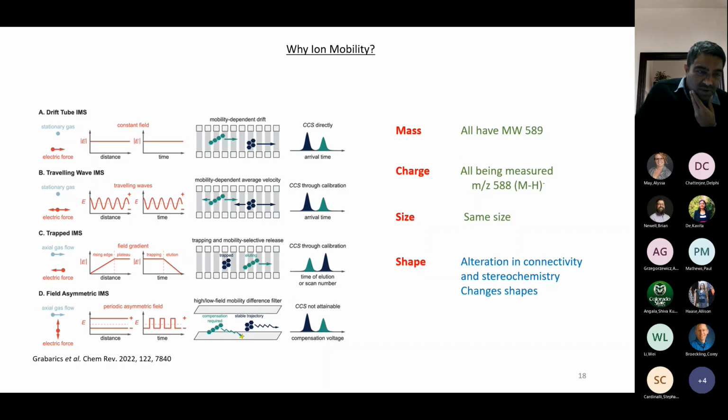Why was ion mobility chosen here? Because ion mobility uses gas phase mobility of the ions based on their mass, charge, size, and shape. Here, the mass of all the oligosaccharides was the same, 589. They were being measured at M-H, 588. They have almost similar size, but the alteration in connectivity and stereochemistry actually changed their shape, and that reflected in the separation, or different CCS values. Here, CCS values are entirely dependent on these 4 factors, which is a very crucial and another dimension along with mass, charge, and size that makes molecular characterization much more feasible and easy, to separate and distinguish the stereoisomers.